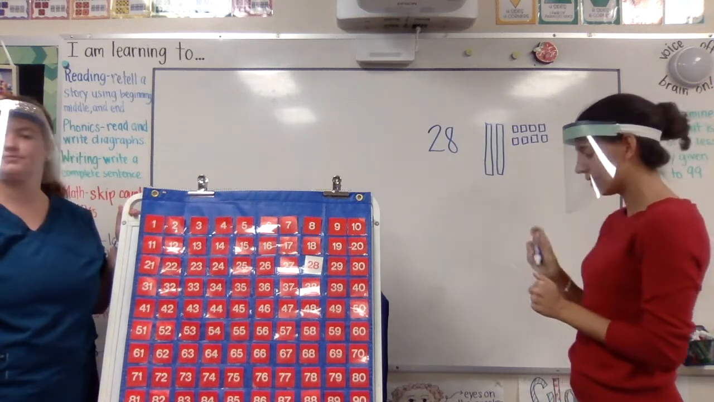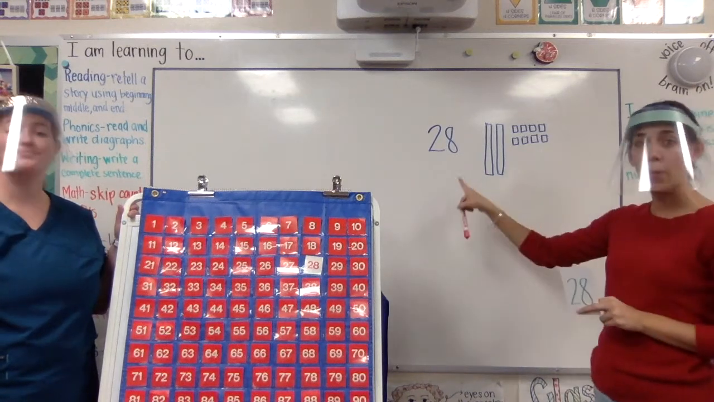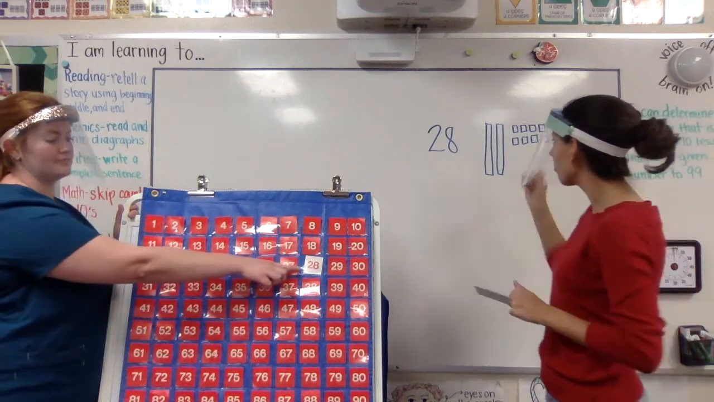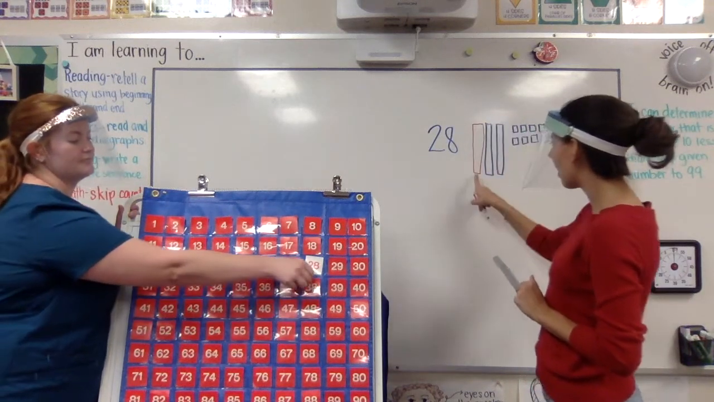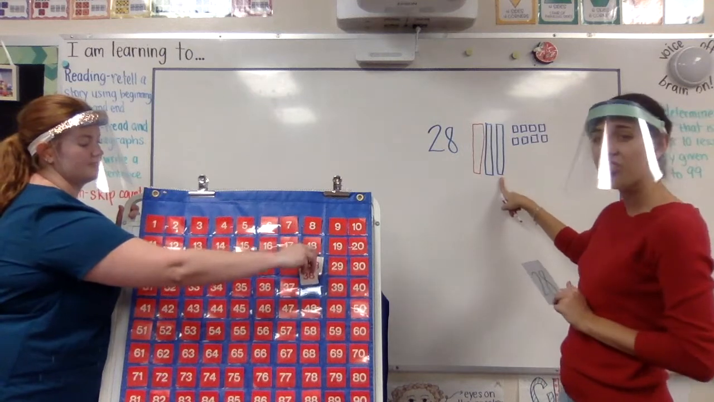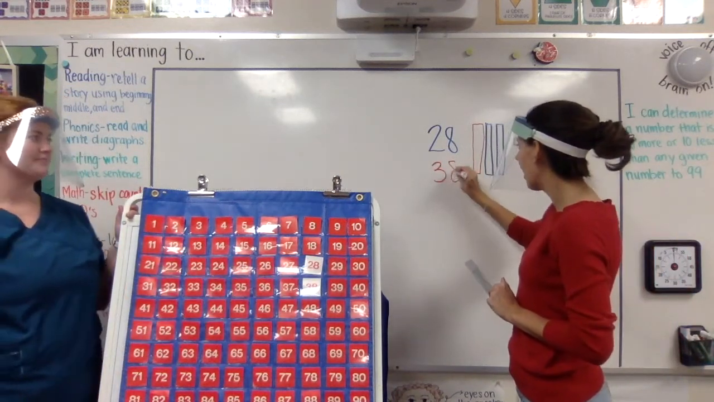So I have 2 10s right now. And if I wanted to see what was 10 more than 28, I would add a 10 block. And so now I would have 10, 20, 38. So 10 more would be 38.